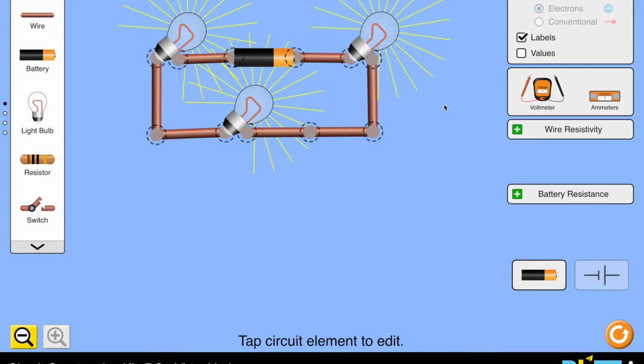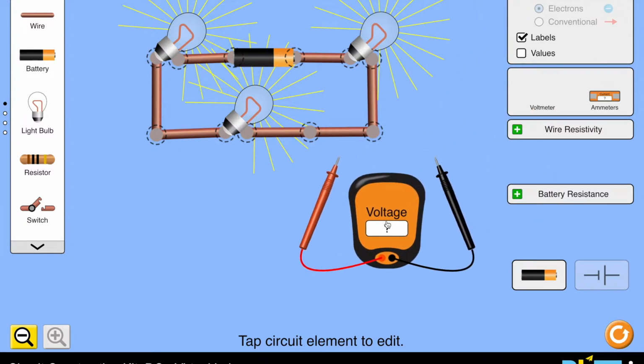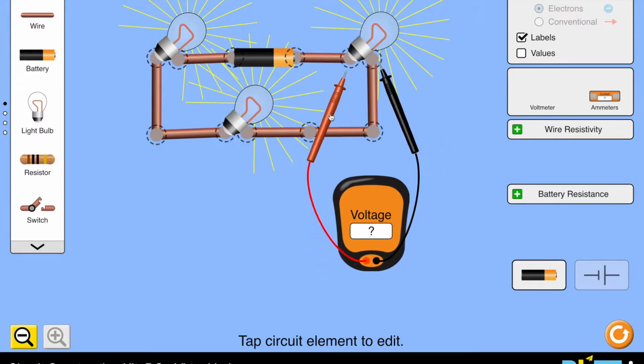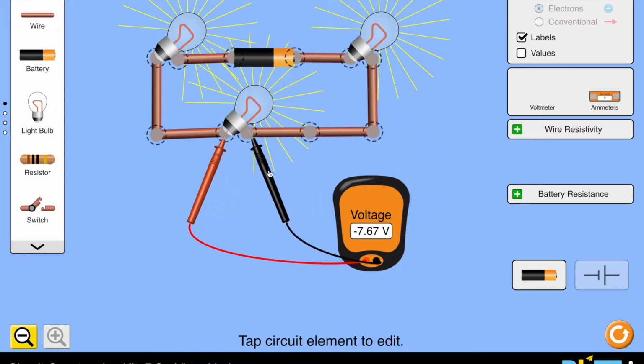Here I have a series circuit. Let's try calculating the total voltage, intensity, and resistance of this circuit. Let's start with the total voltage. I'm going to take this voltmeter here and measure the voltage at each of these light bulbs, at each of the components. Okay, here we have 7.67 volts. Here we have 7.67 volts.